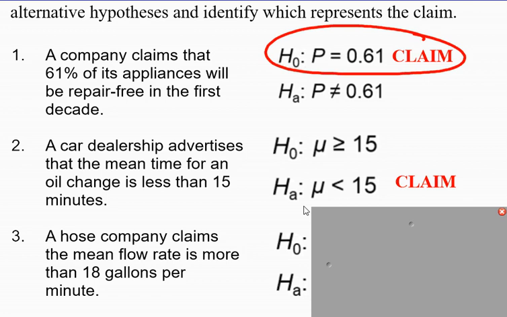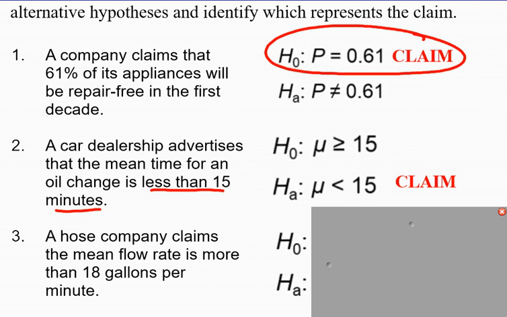Be aware, though, this is where I disagree a little bit with the book. Almost always, we are going to be testing when the claim is the null. Most of the time, it's highly unlikely that we're ever going to be doing a hypothesis test where the claim is the alternative. Almost always the claim has some type of equality statement in it. But we're just practicing right now. In this case, the claim is the alternative because the claim was less than 15 minutes. And the statement less than doesn't have a less than or equal to, so it must be the alternative. Last one, a hose company claims that the average flow rate is more than 18 gallons per minute.